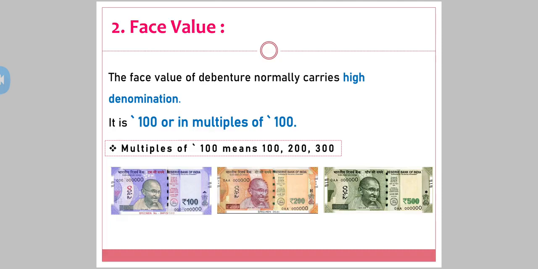Now what does multiples of 100 mean? It can be 100, 200, 300, 400, 500. This is multiples of 100. So the face value carries a high denomination, that is, a high value when compared to equity shares or preference shares. Your second feature is the face value. What is the face value? It is higher and in multiples of 100: 100, 200, 300. So the second one is face value, the amount that is written on the debenture certificate.